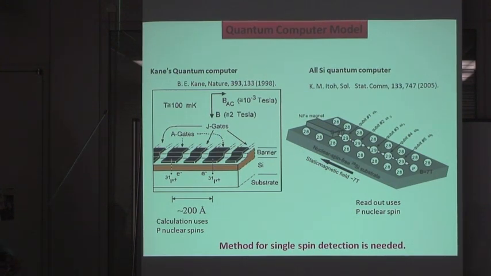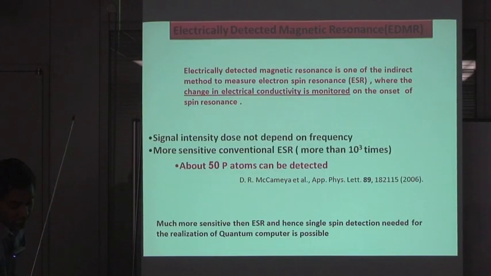We need a system which will detect one spin of phosphorus. So therefore, we look for some highly sensitive method, and EDMR was one of those methods, which is highly sensitive. EDMR is nothing but a kind of measure of electron spin resonance, where the change in electrical conductivity is monitored at the onset of spin resonance. I will explain it in more detail later. But I just want to list the advantages of this method.